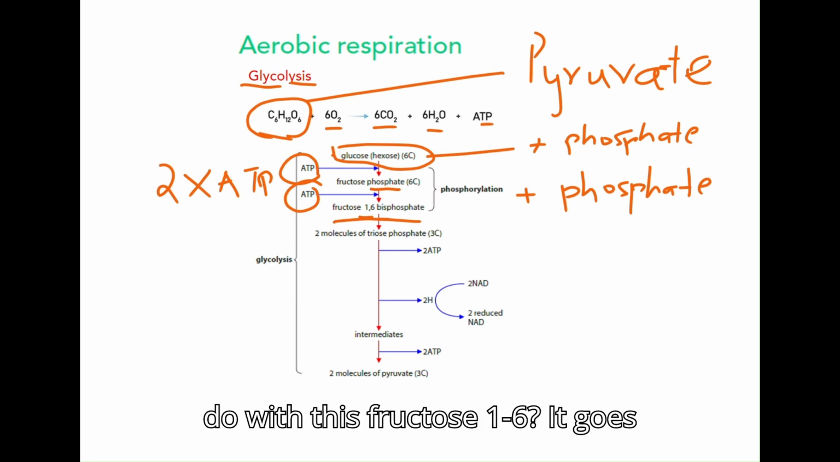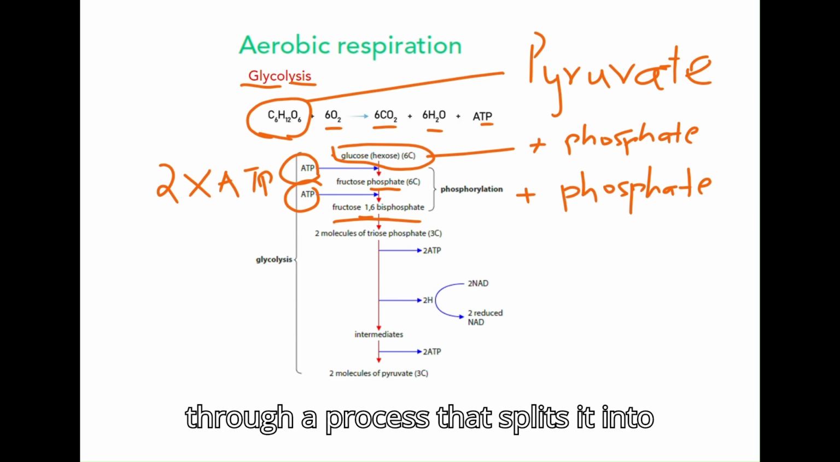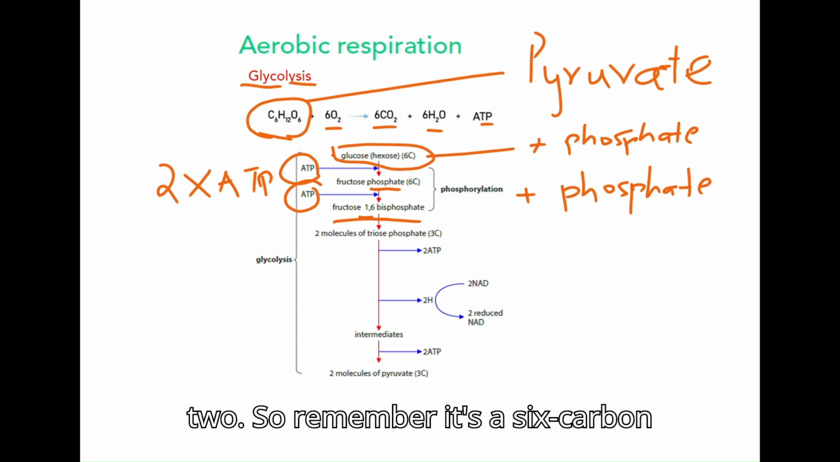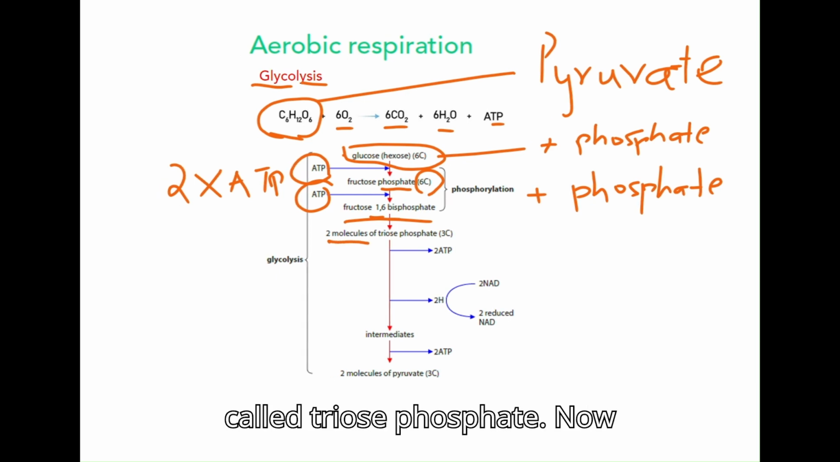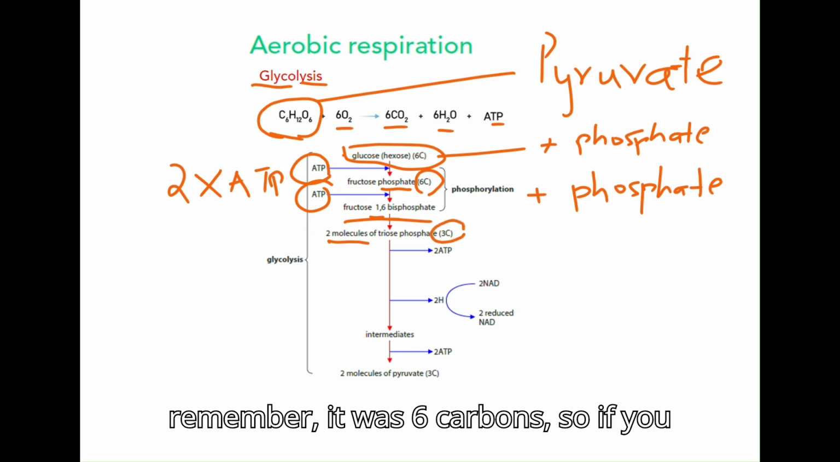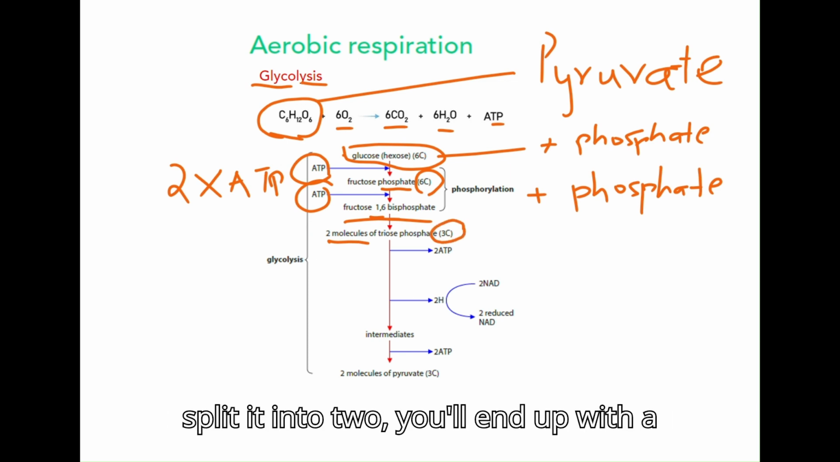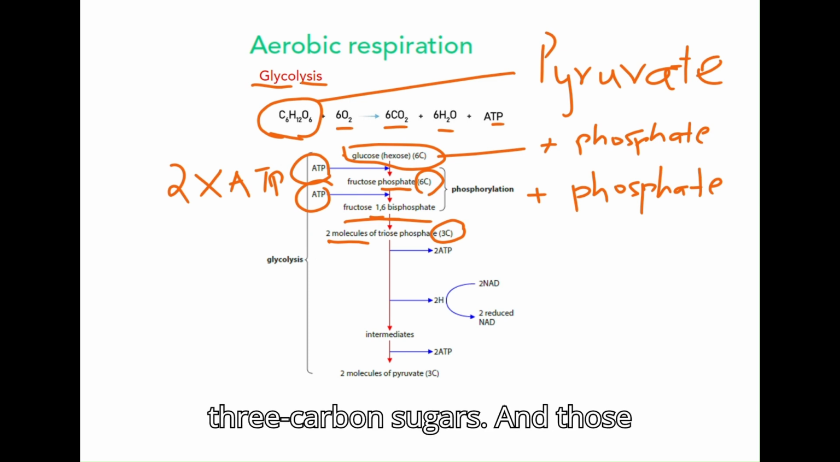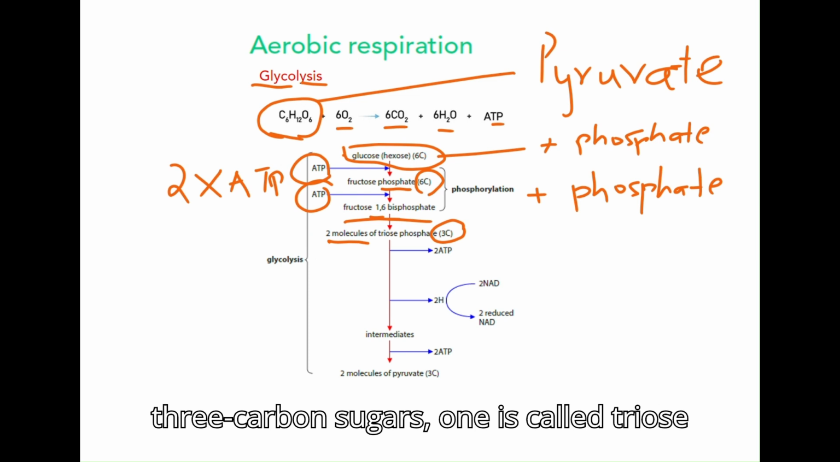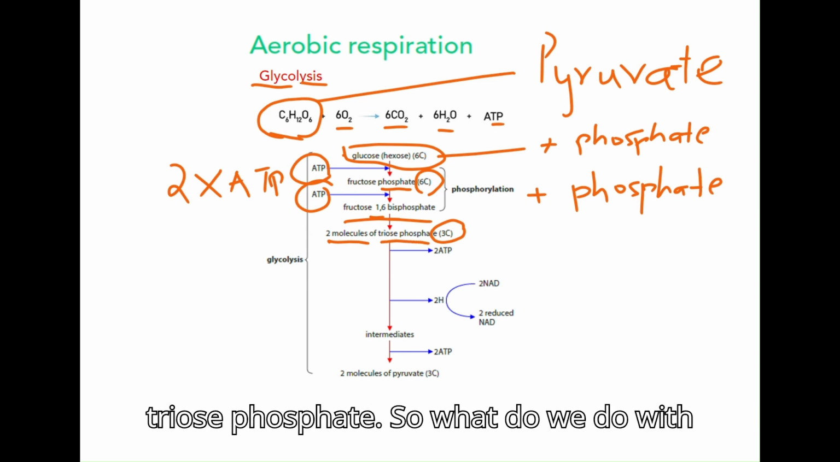What do we do with this fructose 1,6-bisphosphate? It goes through a process that splits it into 2. So remember, it's a 6-carbon sugar. Now it is split into 2 molecules of a compound called triose phosphate. Now remember, it was 6-carbon, so if you split it into 2, you'll end up with 2 3-carbon sugars. And those 3-carbon sugars are both called triose phosphate.